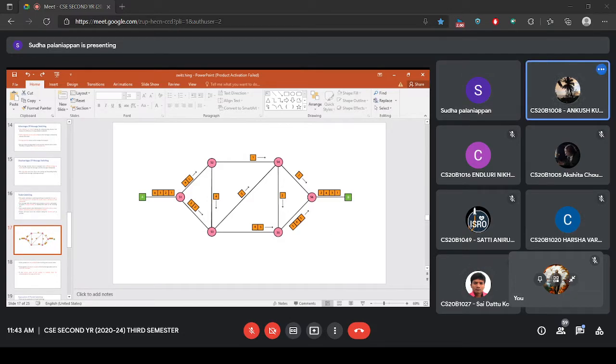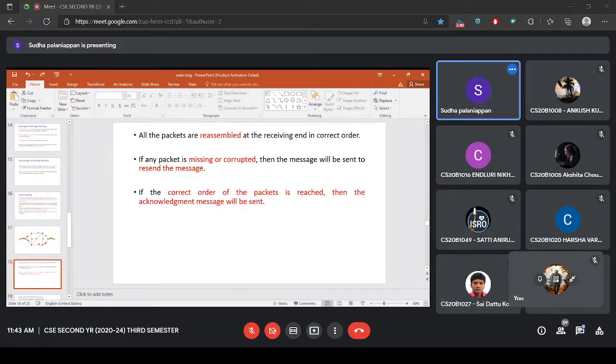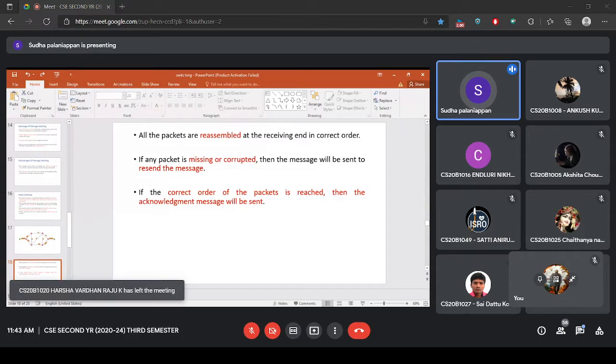Okay, fine. So this is the way packet switching works. And let's move on. What are the types in packet switching? Let's move and see. So the packet is reassembled. What is the advantage of appending a unique number to each packet? Thereby we can see whether any packet is missing or corrupted, right? And if any packet is missing, then that can be resent again, right?